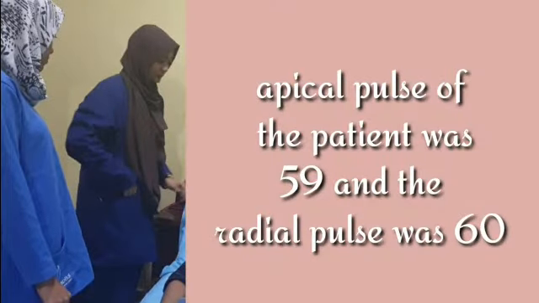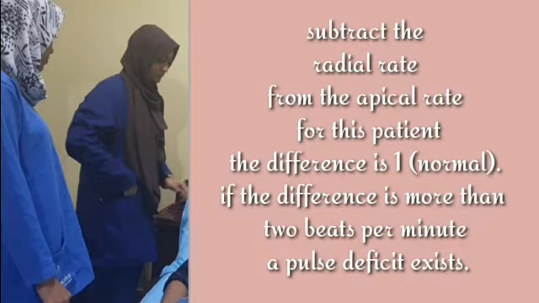Apical pulse of the patient was 59 and the radial pulse was 60. Subtract the radial rate from the apical rate. For this patient, the difference is 1, which is normal. If the difference is more than 2 beats per minute, a pulse deficit exists.